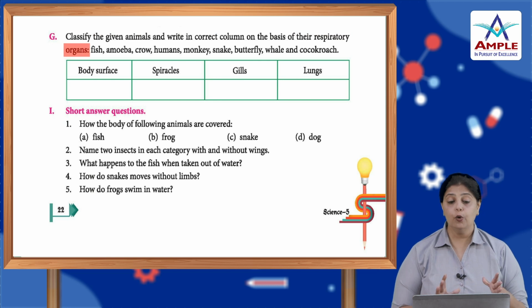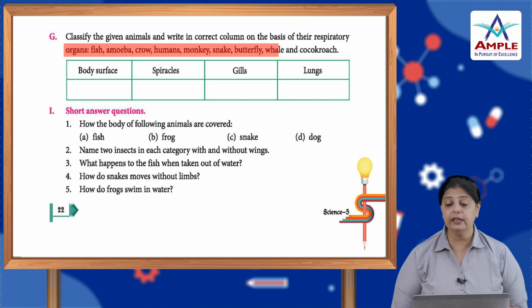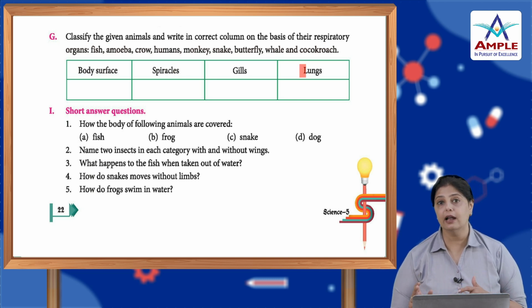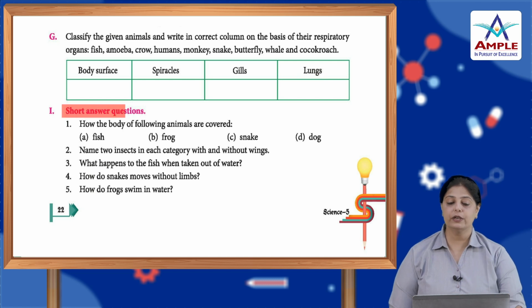So, you have to tell which are the respiratory organs and accordingly put the animal in that column. The animal names are fish, amoeba, crow, humans, monkey, snake, butterfly, whale and cockroach. And the different organs of breathing are body surface, spiracles, gills and lungs. So, you have to classify them now.